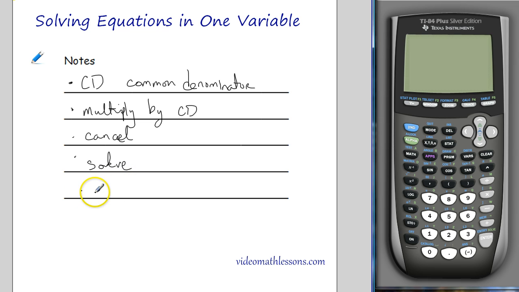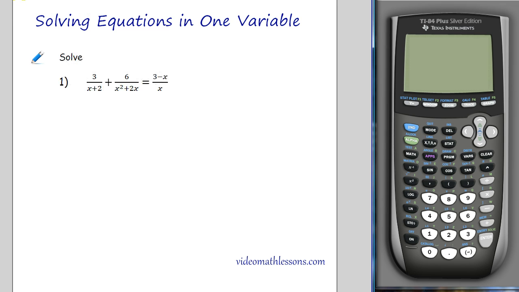After we solve it, we're going to get some answers. And what you have to do is check. What I'm really checking for is, especially, undefined. The fraction cannot go undefined. All right? So these are the steps that we're going to follow. So let's take a look.